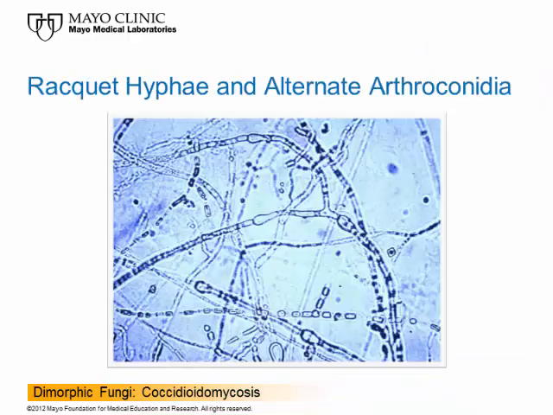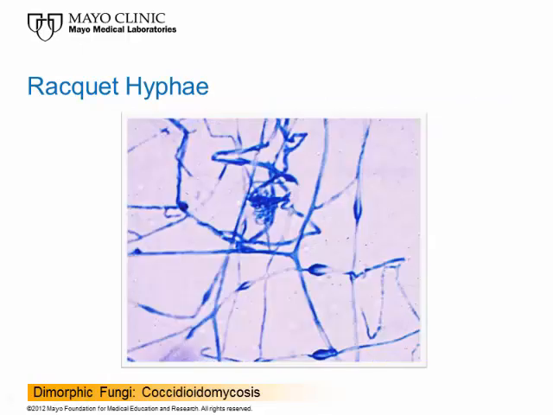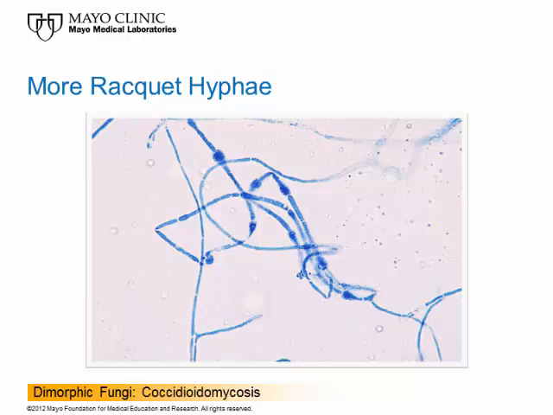On this image you can see these are the racket hyphae. These are the alternate arthroconidia that we're talking about. But these structures here are the racket hyphae. There are racket hyphae on here that are not as good, and you can see that they're the kind of racket-shaped type structures on there, but they don't all appear to be textbook perfect, I can tell you. This is another example of racket hyphae, and you can see them scattered throughout there.